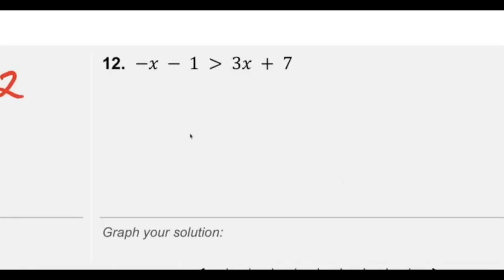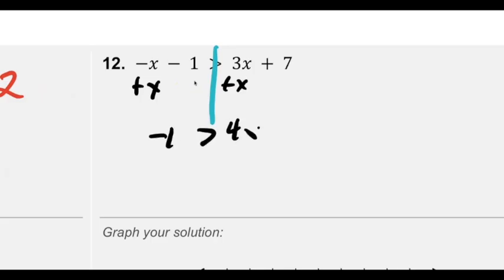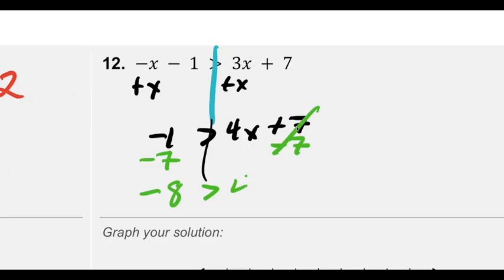Okay, over here, here's my line. Same idea, we want only one x. You could go either way. I'm going to add x to both sides here. That's the way I like to do it. So I get negative 1 is greater than 4x plus 7. Now I'm going to get rid of the 7, so I'm going to subtract 7 from both sides. Those cancel. I get negative 8 is greater than 4x.